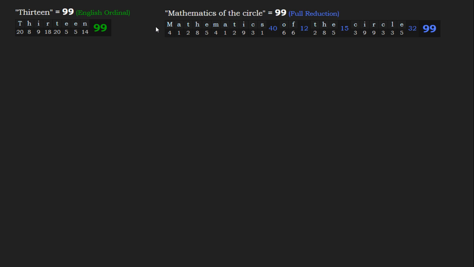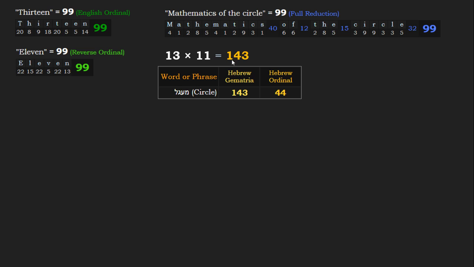99 is a number that's very significant to the mathematics of the circle. In reduction, mathematics of the circle equals 99. There's only two other numbers that sum to 99 when spelled out. Both of these are in the reverse alphabetic order. The first one is 11. And this is significant because if you multiply 13 times 11, you get 143, which is the Hebrew gematria of the word circle.